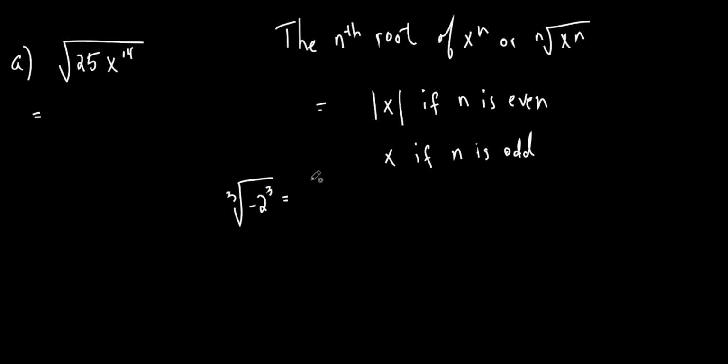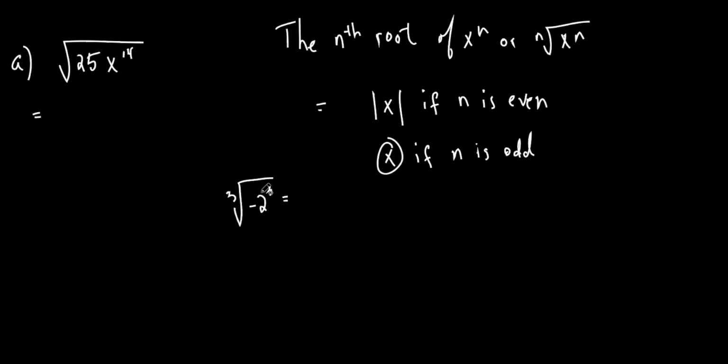2 cubed. Everybody see that? So if you had something like this, this is an odd root. The n is odd, correct? So in this situation, I'm not going to put the absolute value because it wouldn't be true, would it? Because this is negative 8. The cube root of negative 8 is negative 2. So this would just be equal to x.